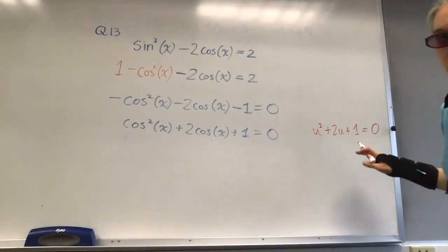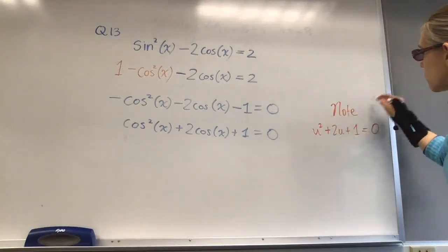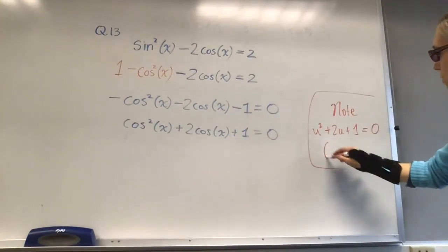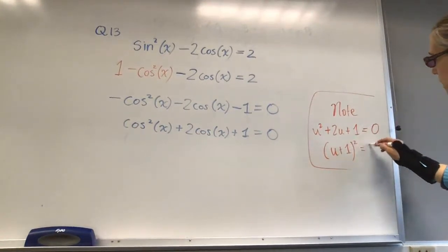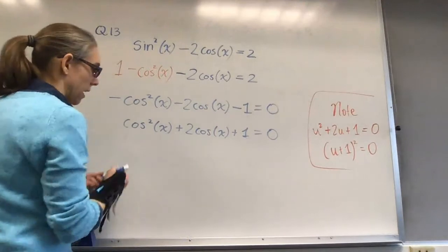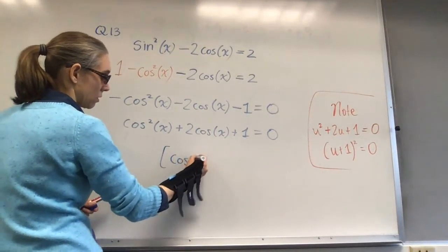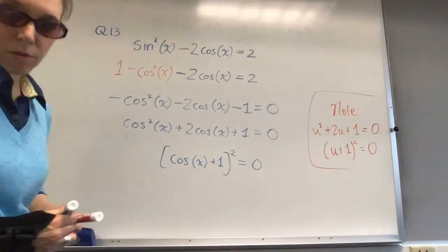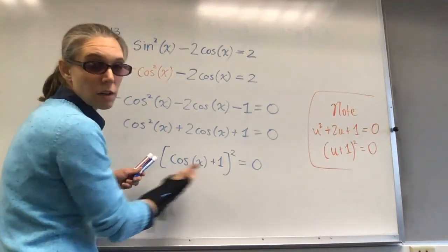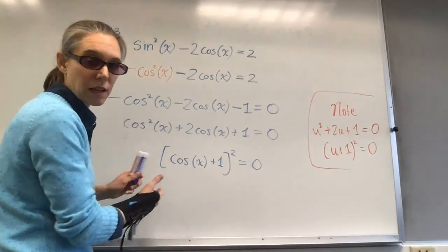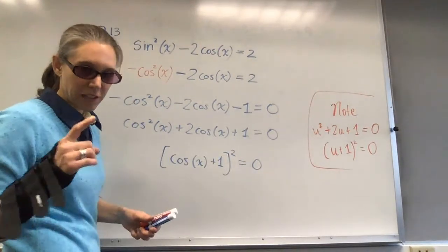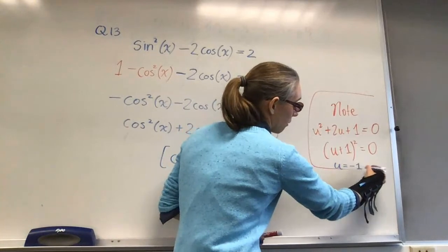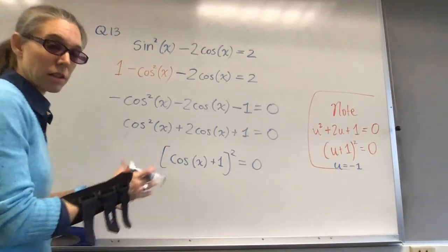So you can use a u substitution, or you can just make a note to yourself that the structure of this equation matches the structure of this equation, which would factor into u plus 1 quantity squared, which means that over here I'm going to be able to factor into cosine x plus 1 quantity squared. So then with the zero factor property, I'm not going to list both occurrences of this factor, cosine x plus 1, and I'm not going to set them each equal to 0. You only have to set it once equal to 0. Just like over here, you would conclude that u is equal to negative 1 with a multiplicity of 2, yes, but you don't need to list that.